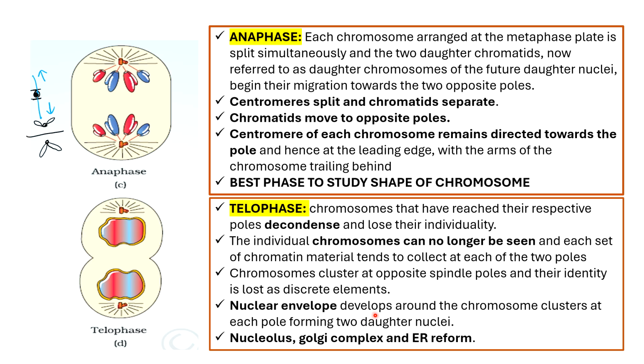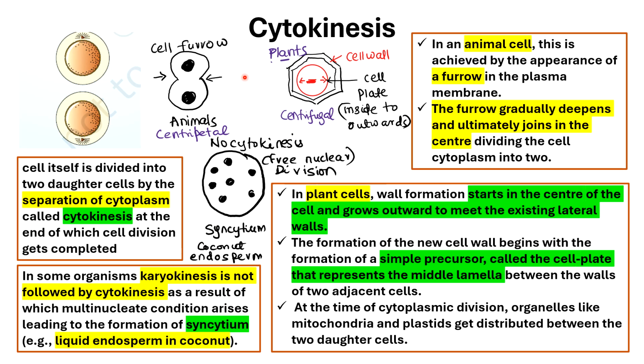The nuclear envelope also develops around the chromosomes clustered at each pole, the opposite of prophase, right? The nuclear envelope develops, and the nucleolus, Golgi complex and ER also reform. These organelles disintegrated in prophase. They come back in the telophase stage. So division of the nucleus is complete. Next, we have to divide the cytoplasm.